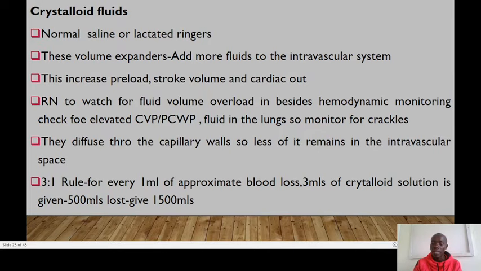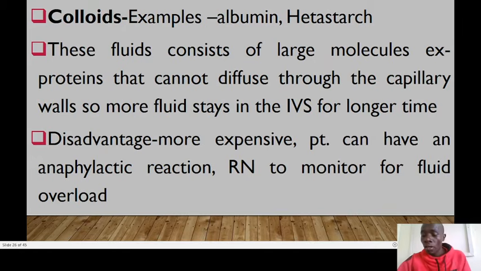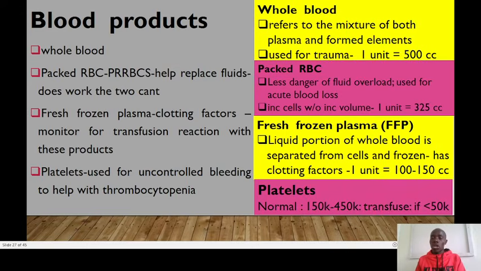So if you have lost 500, then how much of the crystalloid fluids are you going to transfuse? 1500. Okay, 1500. For the colloids, examples include albumin and hetastarch. These fluids consist of large molecules, proteins, that cannot diffuse through the capillary wall, so the fluid stays in the intravascular space for a longer time. The only disadvantage is that most of them are proteins, so apart from being expensive, the patient can also develop an anaphylactic reaction. So the RN has to monitor for fluid overload.